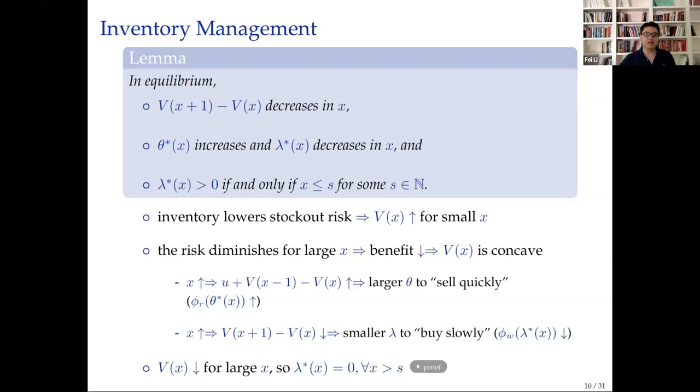And then having an inventory holding cost is going to help you eventually to make your value function decreasing for very large X. You will never see any inventory at that level.